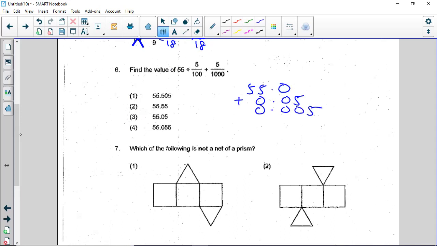And then you just plus them together. So you can see that I don't do mental sum, so that we don't make careless mistakes. And then put the zeros in the blank spaces. And you get 55.055. And your answer will be number 4.